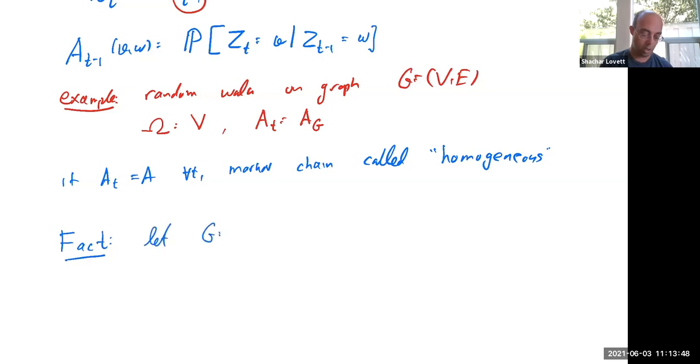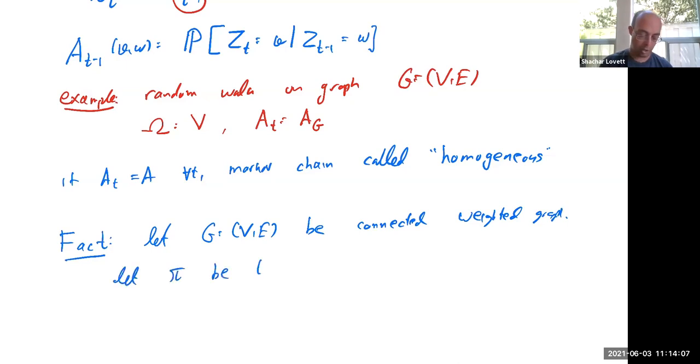Let G be a connected, let's say, weighted graph, a graph with weights on edges. Let pi be the stationary distribution.